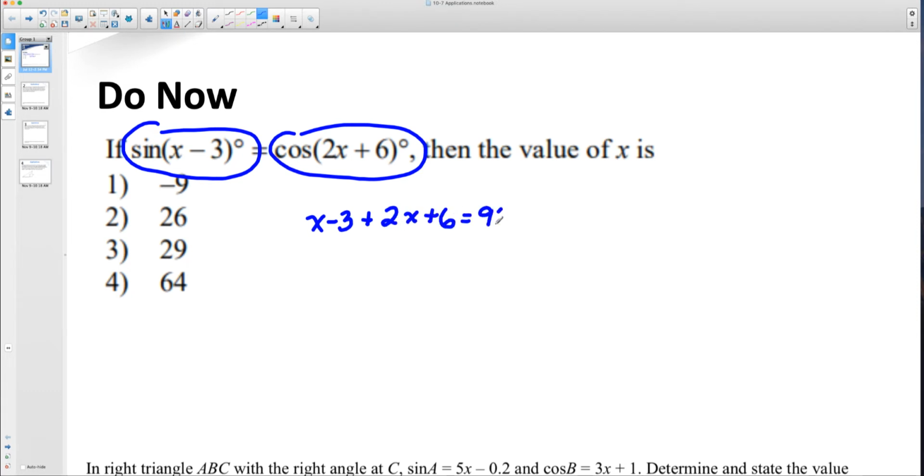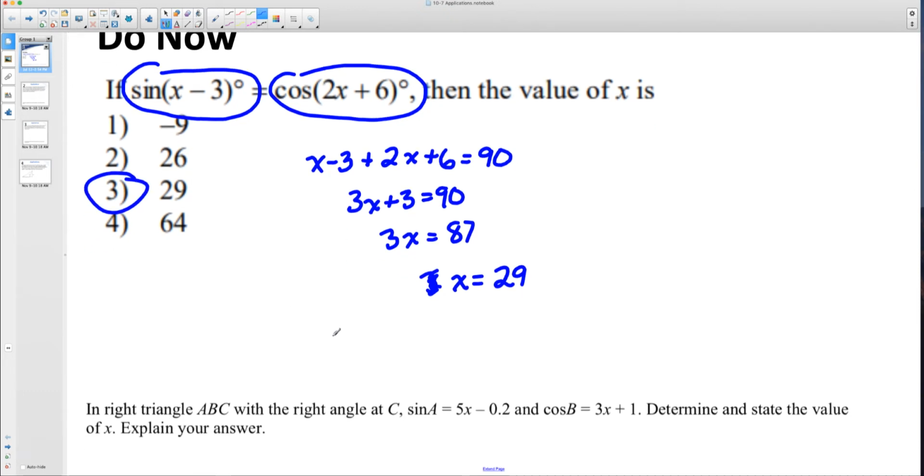So now we have an equation that we can go ahead and solve. 3x plus 3 equals 90. 3x equals 87. So then x equals, what is that, 29, choice 3.